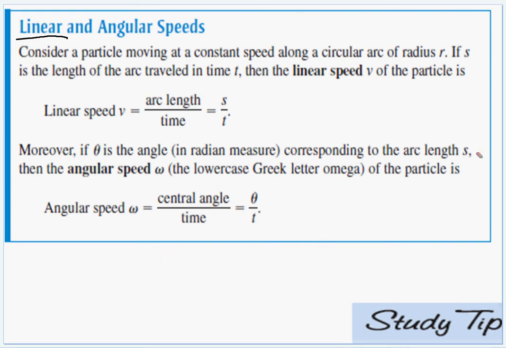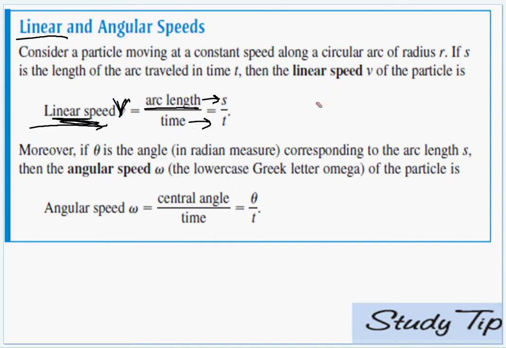Let's go back up here. So linear speed, we're going to use this letter V. It's an italicized V for the speed. And our numerator is arc length. Like in my quick example, that was the 200 miles that you traveled. And you're going to divide that by the time. In that case, I used 4 hours. So here, arc length is S. We just saw that before. And time is just T.